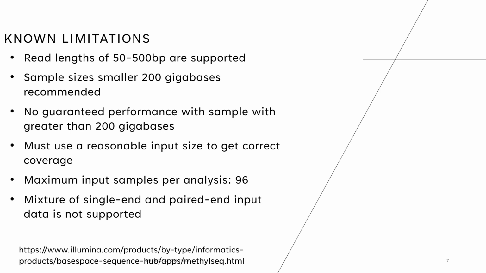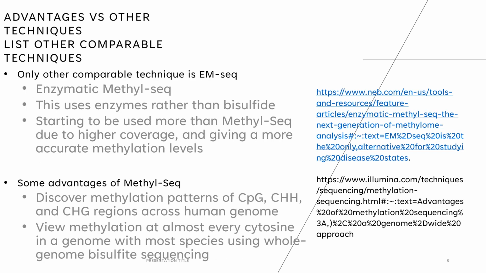You also must use a reasonable input size just to get the correct amount of coverage that you're looking for. The maximum input of samples per each analysis is 96 samples. And then lastly, if you have a mixture of single N and paired N inputs, this data will not be supported with methylation sequencing.